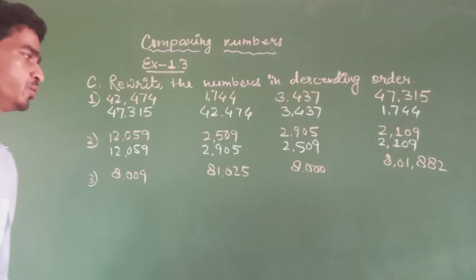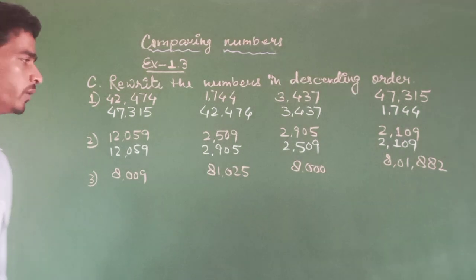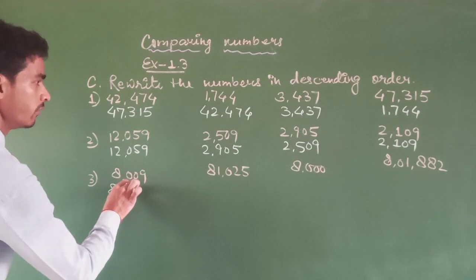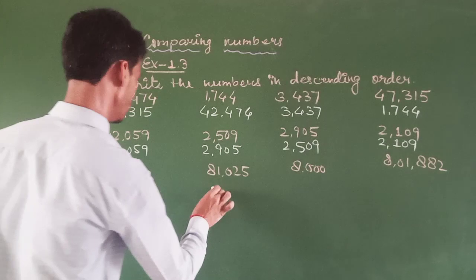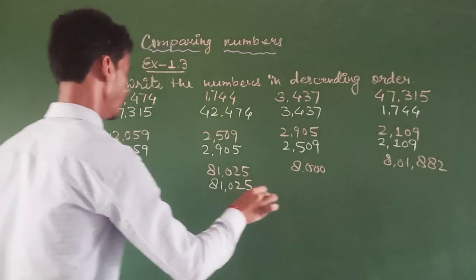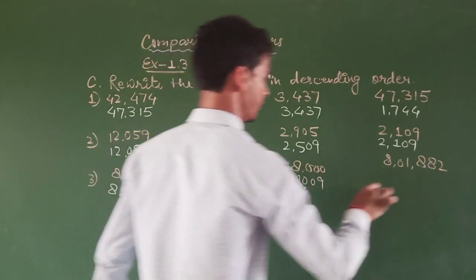Now come to the next question: 8,009, 81,025, 8 lakh 1,880, and 8,000. The first will be 8 lakh 1,880, and the next will be 81,025, and the next 8,009, and the next 8,000.